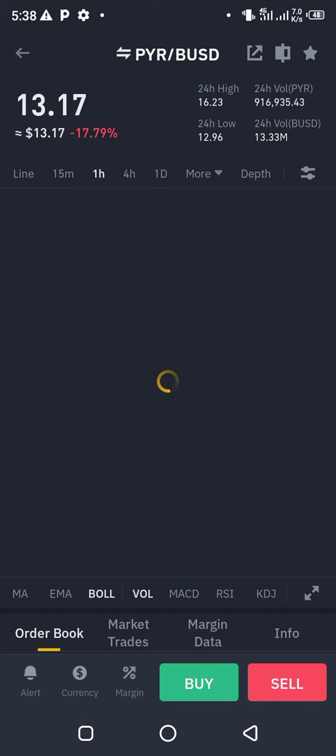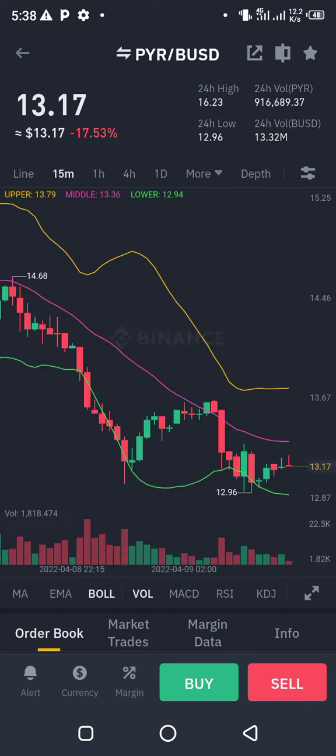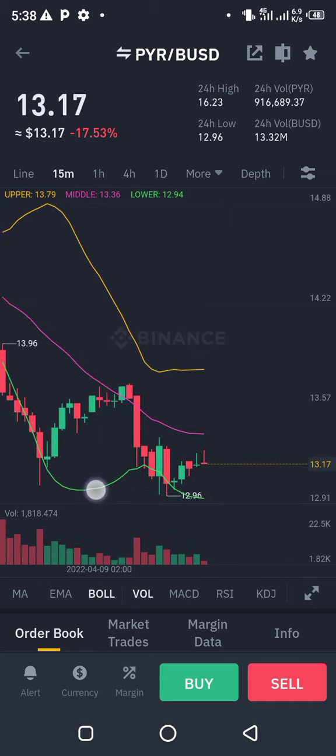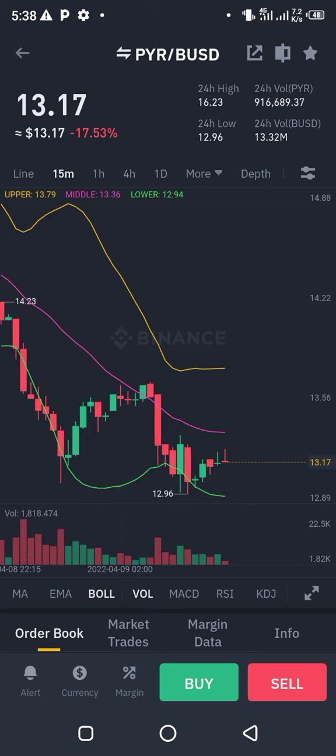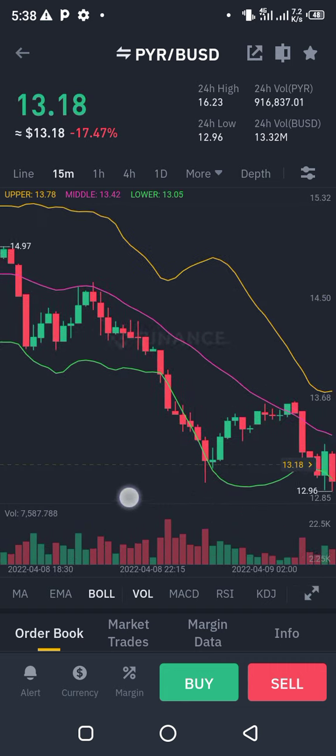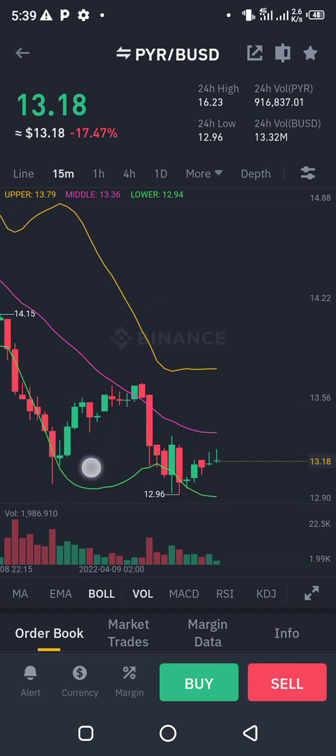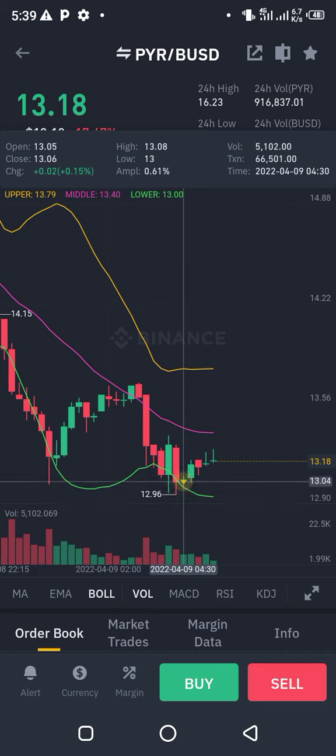Okay, now let's check if it's actually appearing on the lower time frame. Let's go to 15 minutes. Good. You can see this is what we call a retest. We can see this point here, this point, and this point. All right, this point here and this point. The price has actually retested it and it has not dropped below it.